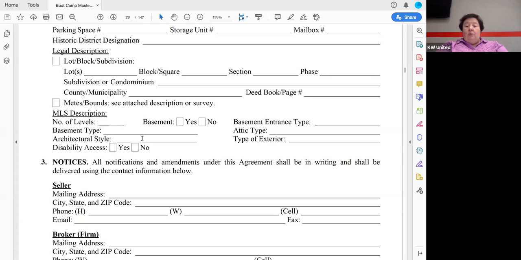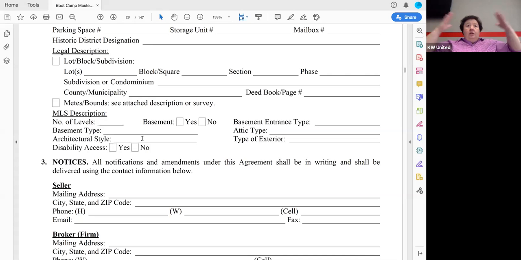If there is a basement, what's the basement entrance type? Is it a walk up, a walk out, a walk down? I've been in basements where the home was built on a hill, and when you walk out of the basement, you actually walk down into the yard. I've been in some where you walk up into the yard, and others where you walk straight out, okay? And then where is the door to the basement? Is it in the rear? Is it in the front? Is it on the side? You need to know that when you put it in MLS, it's going to ask you that question.